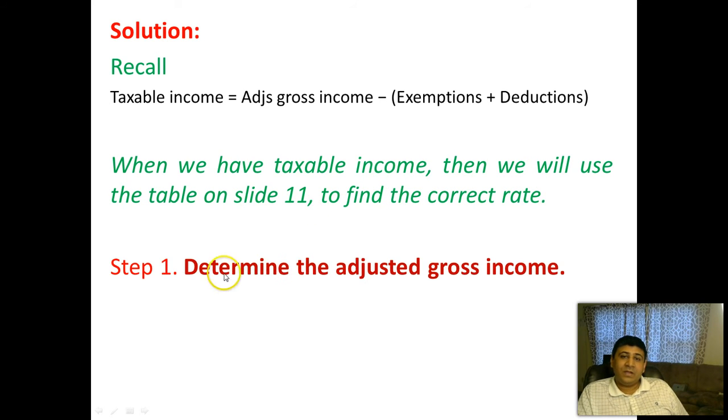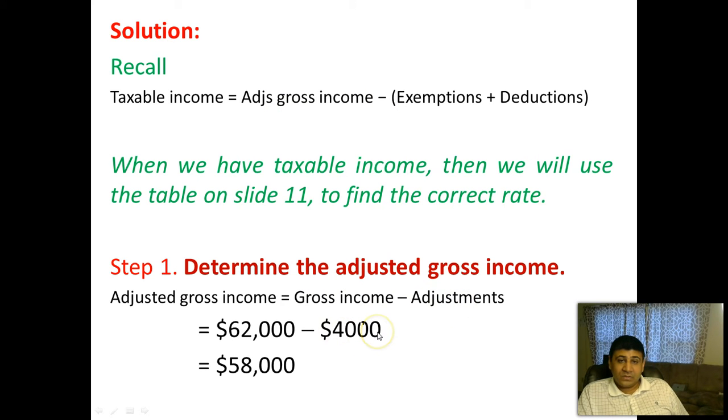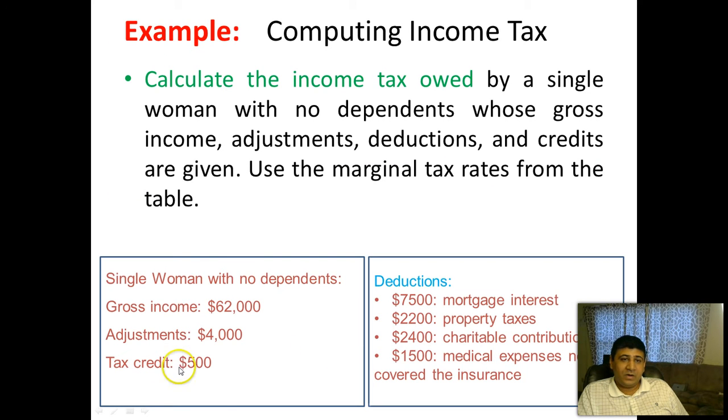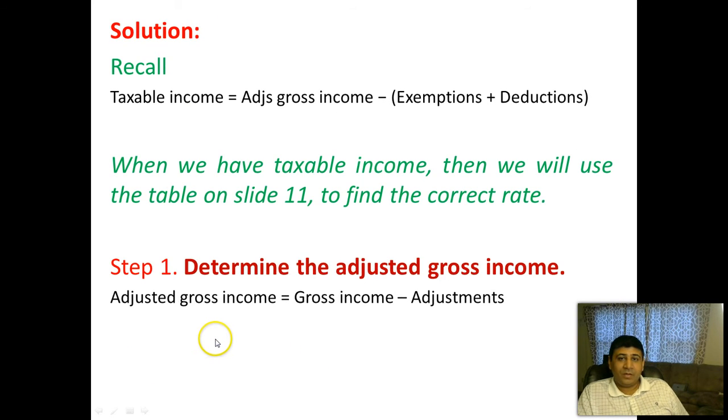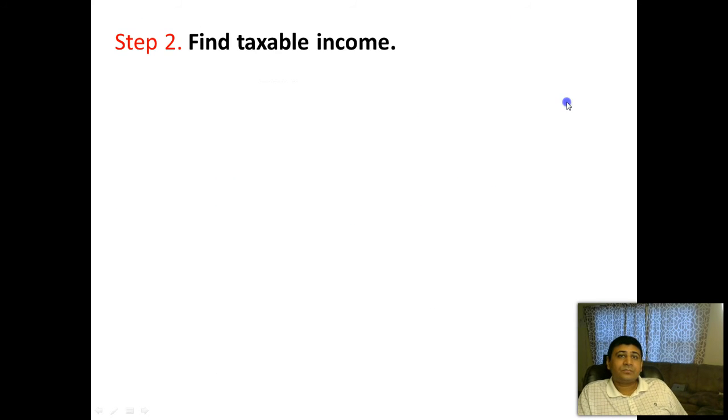Okay, so let's start finding the adjusted gross income first, this piece of the puzzle. It is gross income minus the adjustments. Adjustments are $4,000, given to us, given to her. And her adjusted gross income comes out to be $58,000. Now we'll go on to the exemptions and deductions.